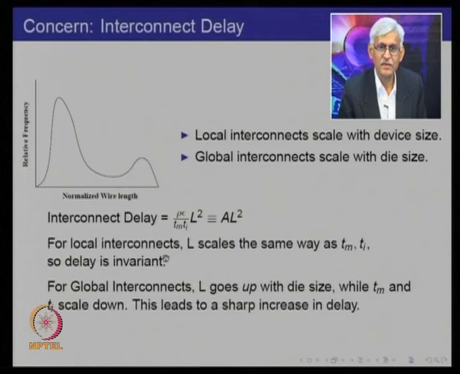What is alarming is in fact the global interconnect. In case of global interconnects, L actually goes up with die size, while Tm and Ti scale down. As a result, even in a modern scaled down technology, the global interconnect delay will show a very sharp increase. And this is indeed alarming. Our electronics has become much faster. Our power has gone down. But at the same time, the delay in global interconnects goes up very, very sharply indeed. And this is one of the major problems of modern VLSI design.